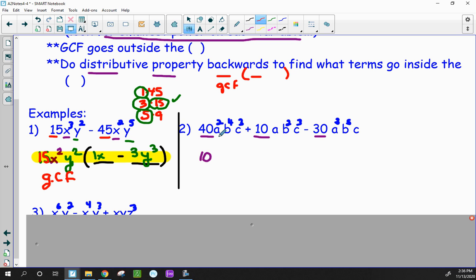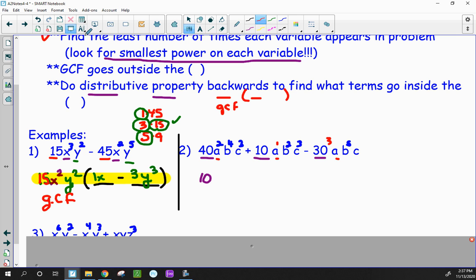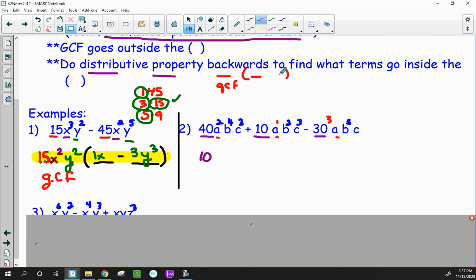Then you're going to look at, let's go with the A's next. In the first monomial, there are 2 A's being multiplied together. This term has a to the first, and this term has a to the third. We've got 2, 1, and 3. We are looking for the smallest power on each variable because we want to know what they have in common, and that would just be a to the first.